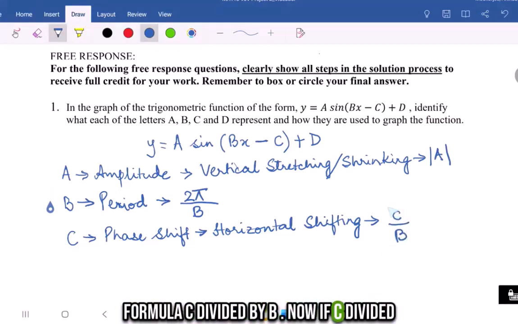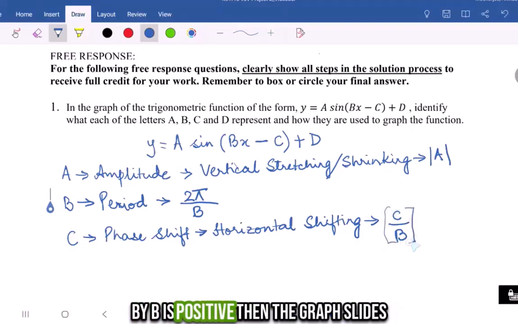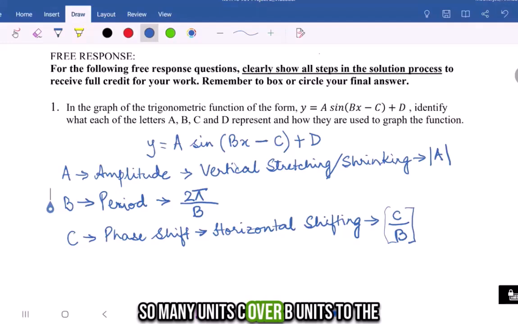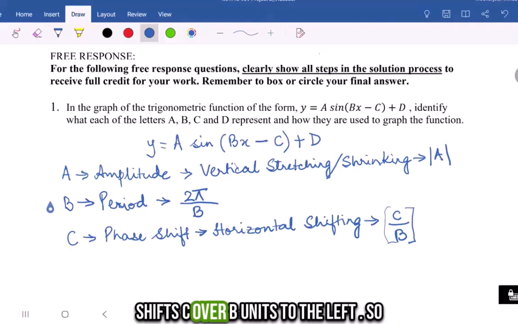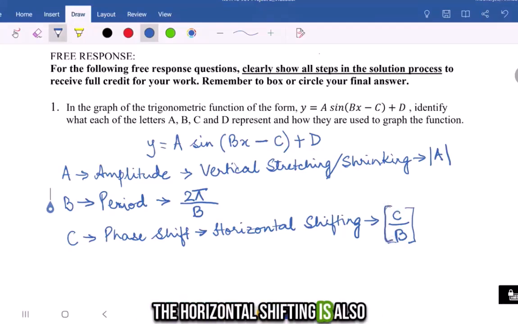Now, if C divided by B is positive, then the graph slides C over B units to the right. If it is negative, then the graph shifts C over B units to the left. So the horizontal shifting is also determined by the sign that C over B takes.